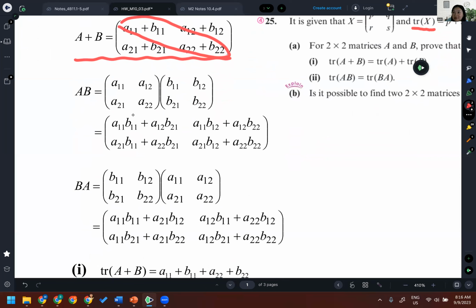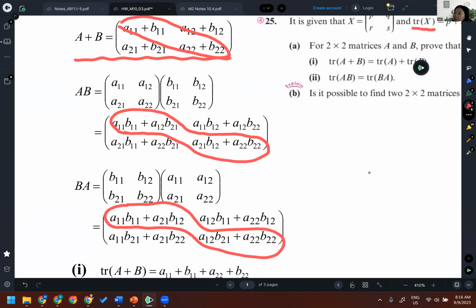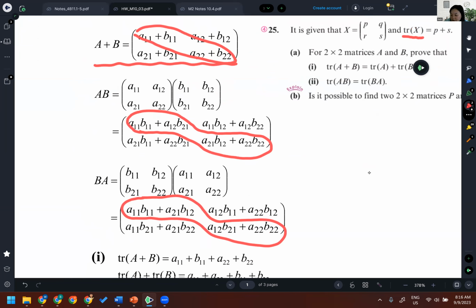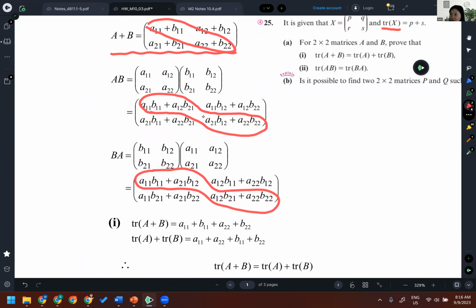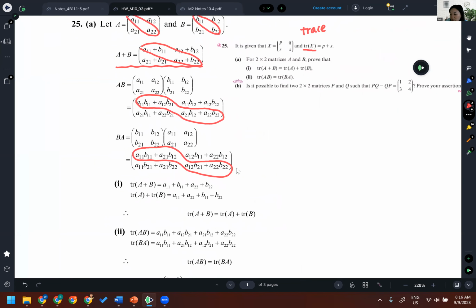And for A2, you have to actually do AB and BA separately. So you do this, AB and BA. So this is the trace. The multiplication must be done by you. So you can see that the elements are not equal. If you compare this element and this element, they are not equal, but the trace are equal. Okay, so that is how you do part A1 and 2.